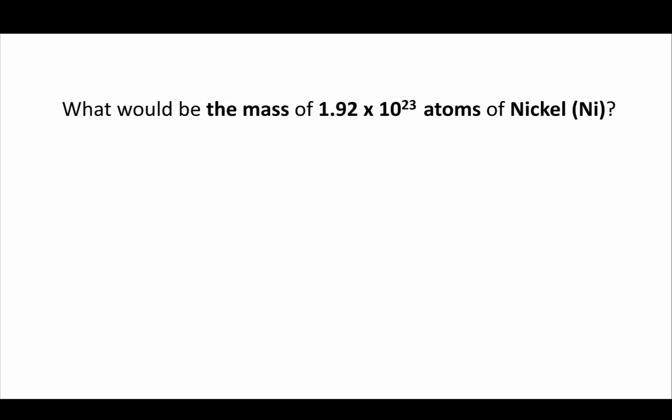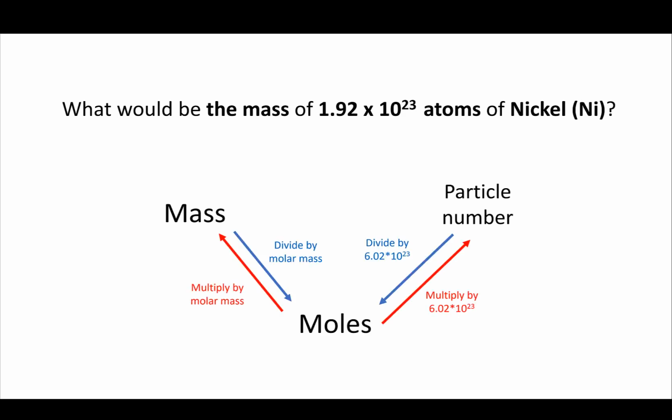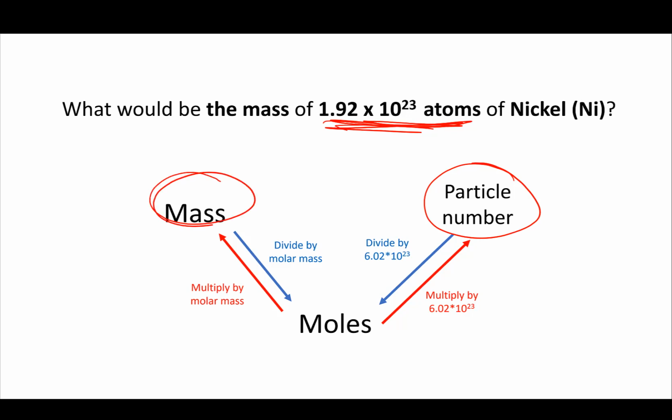Almost done with these. What would be the mass of 1.92 times 10 to the 23rd atoms of nickel? Now, hopefully you know the routine. They give us a number of atoms, so we're going to start with particle number, because this is how many atoms we have. Atom is a particle. We want to get to the mass. There's no direct way to do that. We have to go through moles.